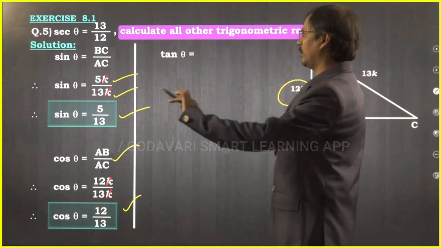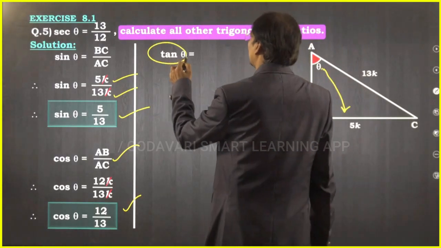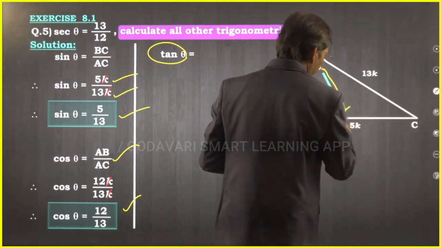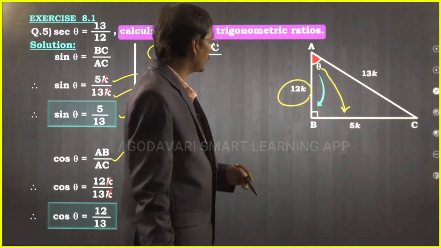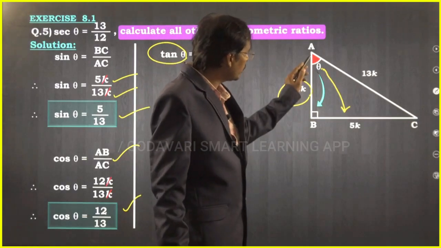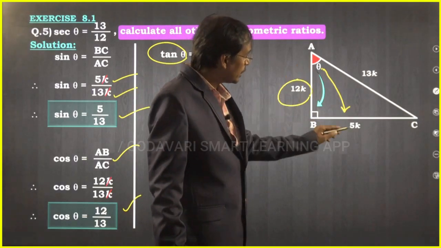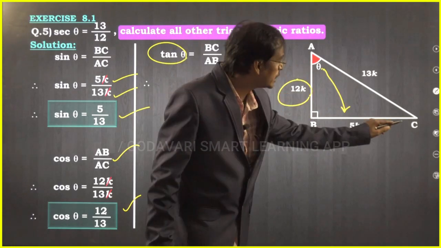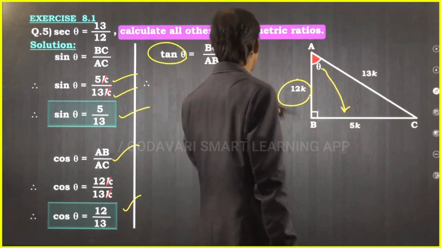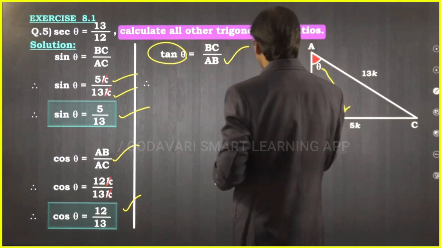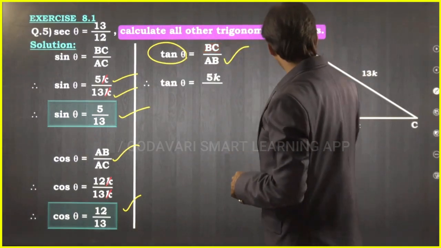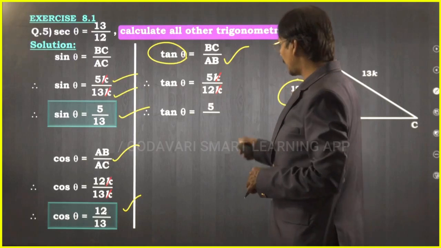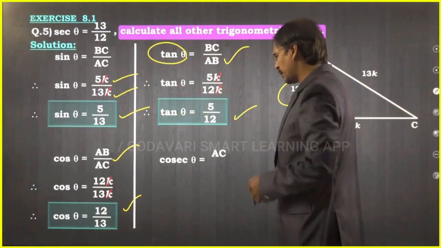And here we have to find another value, tan theta. Tan theta is equal to opposite side by adjacent side. Opposite side is 5K and adjacent side is 12K. That is BC by AB. The value of BC is 5K and AB is nothing but 12K. K and K cancel, that is 5 by 12. That is the tan theta.